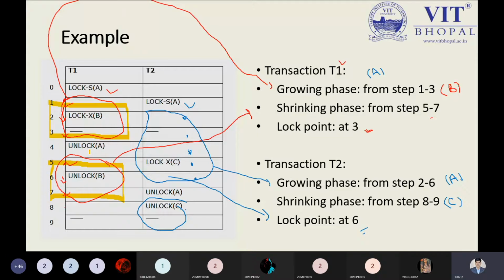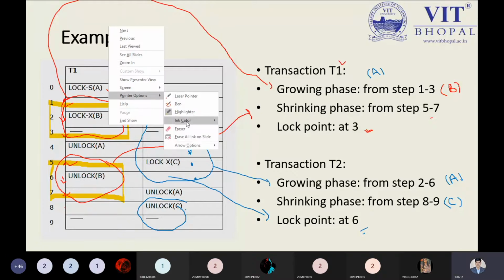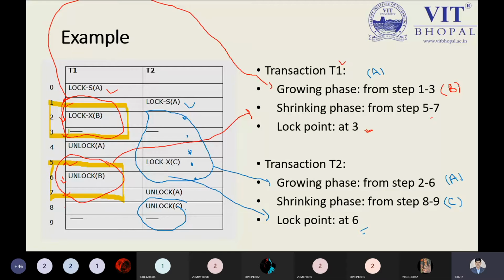So steps 1 to 3 belong to the growing phase, but steps 5, 6, 7 belong to the unlock, the shrinking phase. The lock point is 3. The lock point is the point after applying the lock on a specific data item, where we can perform some operation on the data item, that is B.